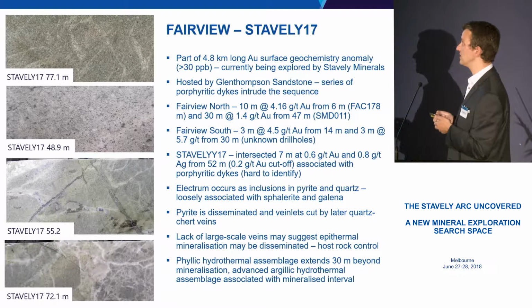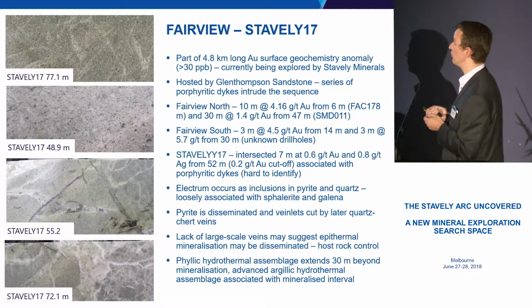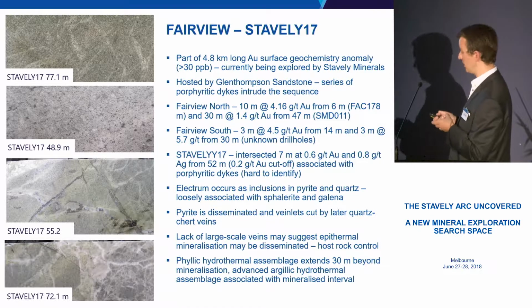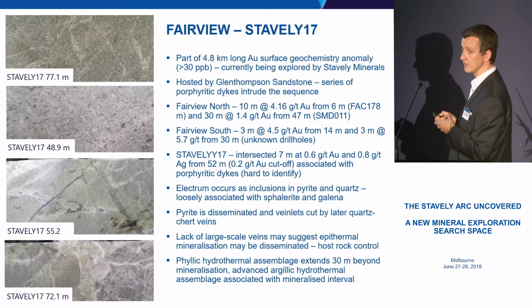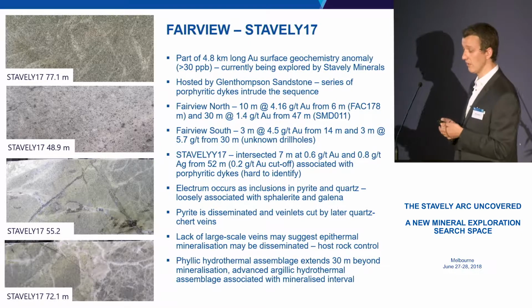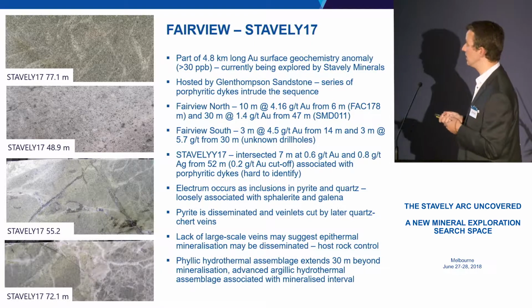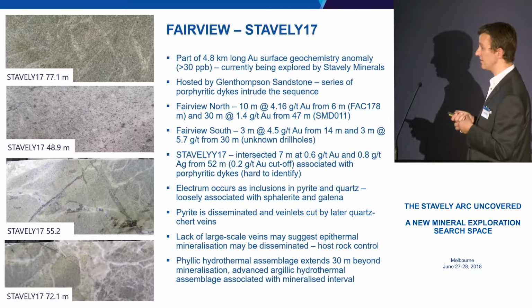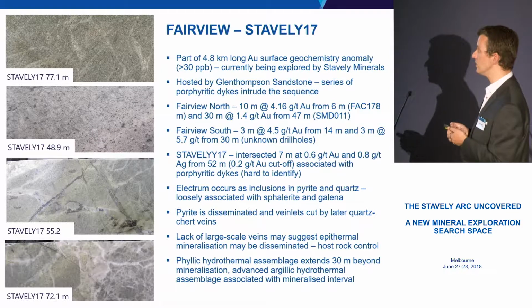The Stavely North and Stavely South are part of a 4.8 kilometre long gold in soil B horizon geochemical anomaly. It's hosted in the Glen Thompson Sandstone and a series of porphyritic dikes that intrude the sequence. And here's some typical intersections that have been reported. We see gold mineralisation as inclusions in pyrite and quartz, loosely associated with sphalerite and galena. And the pyrite's disseminated and in veinlets, and that's also cut by quartz chert veins.